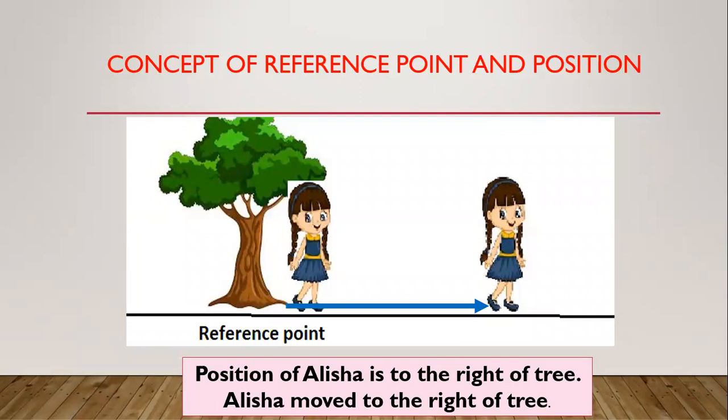So the tree in this case is the reference point as it is stationary. The location of Alicia with respect to the reference point is towards the right. And again, with respect to the reference point, we are observing Alicia is changing her position. She's moving further to the right.